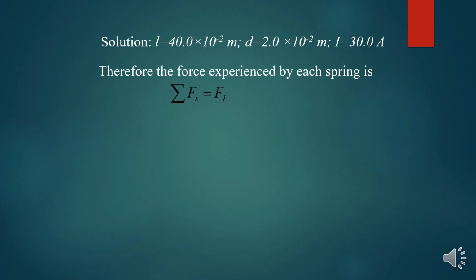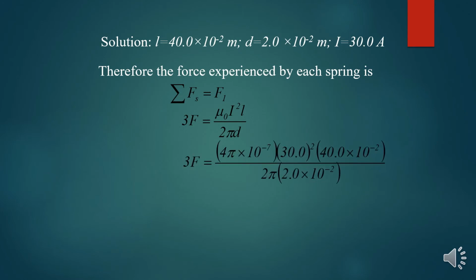The force experienced by each spring is equal to 3F equals mu naught I1 I2 L over 2 pi d. But the value of I1 and I2 is the same, so we can state it as I squared. Substitute the values given, then we get the force acting on each spring equal to 1.20 times 10 to the power of negative 3 Newton.